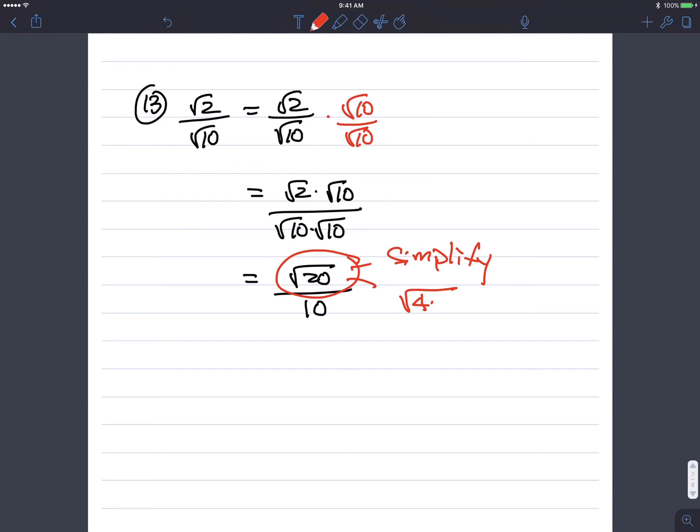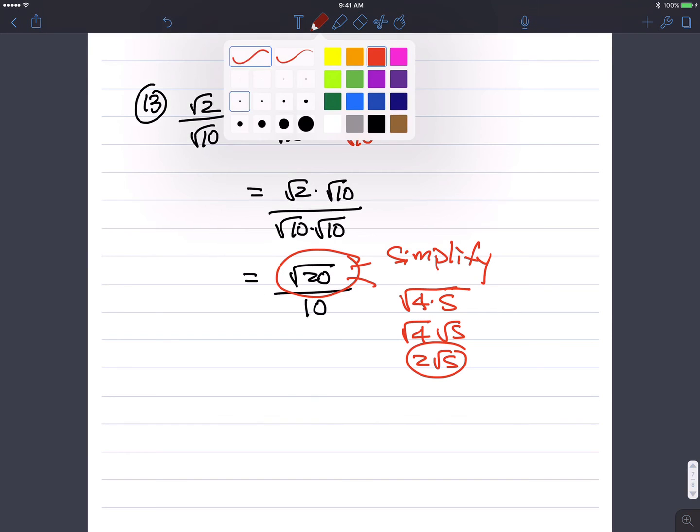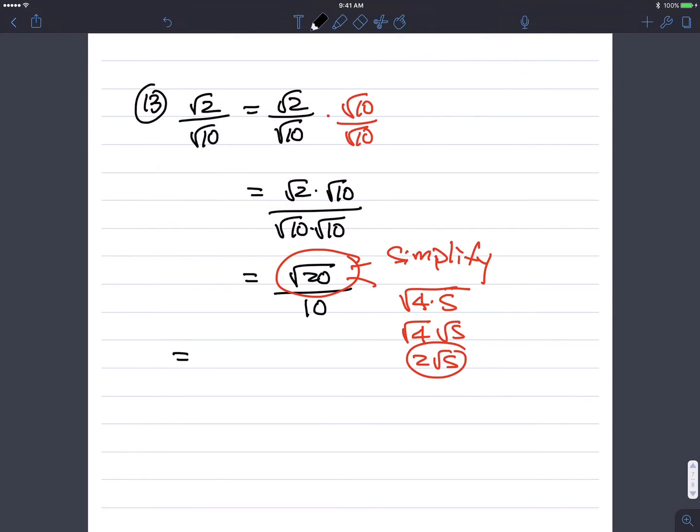20 is divisible by 4. That's the largest perfect square that goes into 20. Product rule, square root of 4 is 2 times the square root of 5. So this is going to be 2 times the square root of 5 over 10. Now, here's the deal. Take a look at what's going on here.